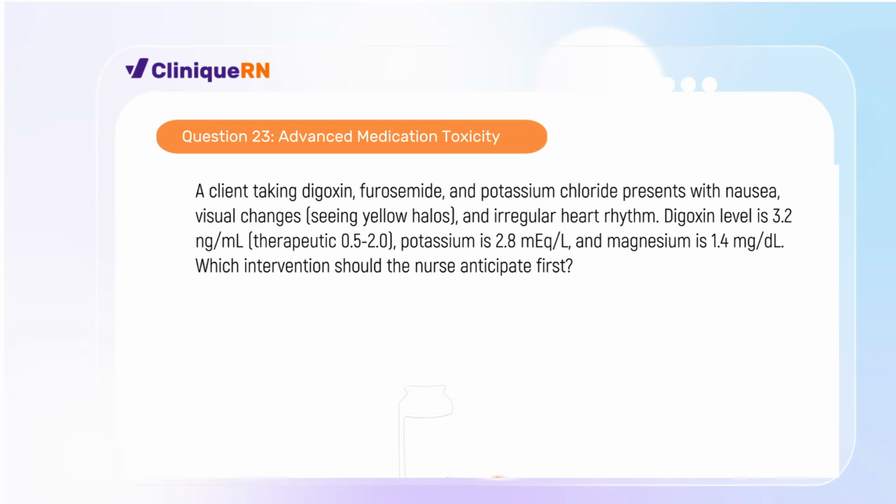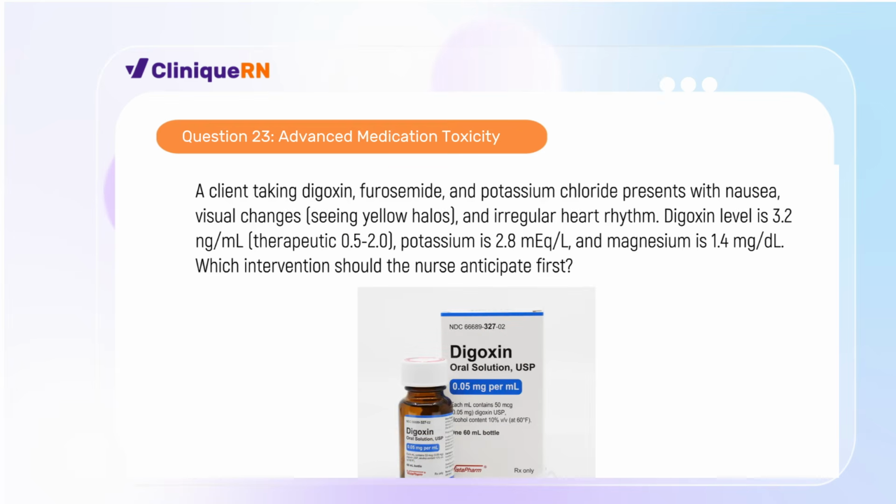Question 23. Advanced medication toxicity. A client taking digoxin, furosemide, and potassium chloride presents with nausea, visual changes, seeing yellow halos, and irregular heart rhythm. Digoxin level is 3.2 nanograms per milliliter, therapeutic 0.5 to 2.0. Potassium is 2.8 milliequivalents per liter, and magnesium is 1.4 milligrams per deciliter. Which intervention should the nurse anticipate first?